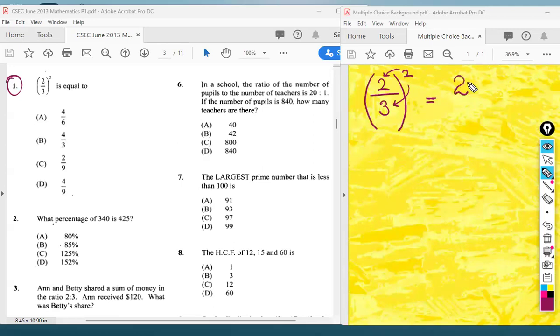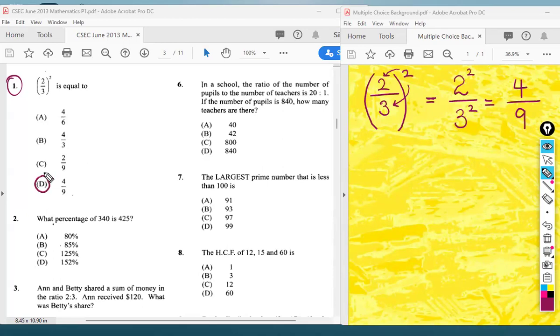So it's 2 squared divided by 3 squared. Both values get what? Squared. So 2 squared is 4, 3 squared is 9. Real simple question here, right? So it's 4/9. The answer is D.